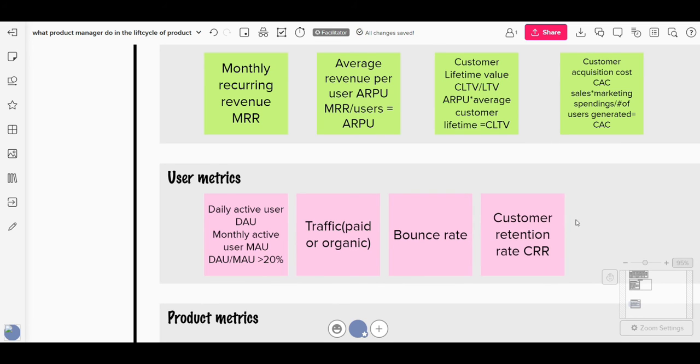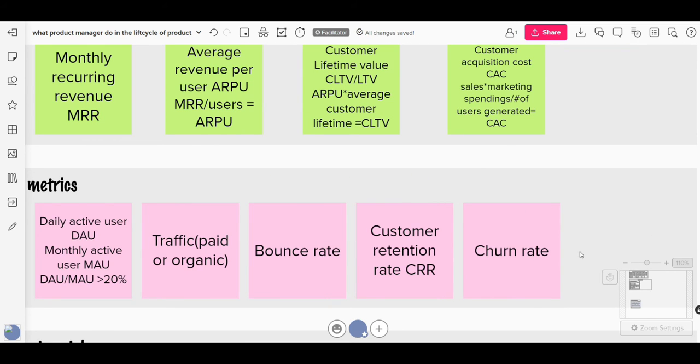Customer retention rate, CRR, is a very important metric for products. It is the percentage of customers who stayed with our company, with our product, after a certain time period, after a long time. If in some cases this metric drops, it maybe means that we have a new competitor in a highly competitive market, or we have some bugs in our software, or we are having some problems in customer service.